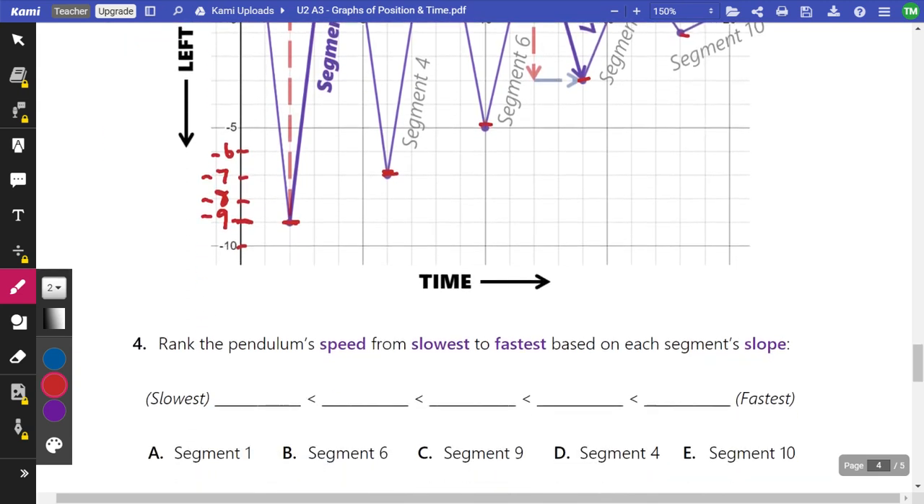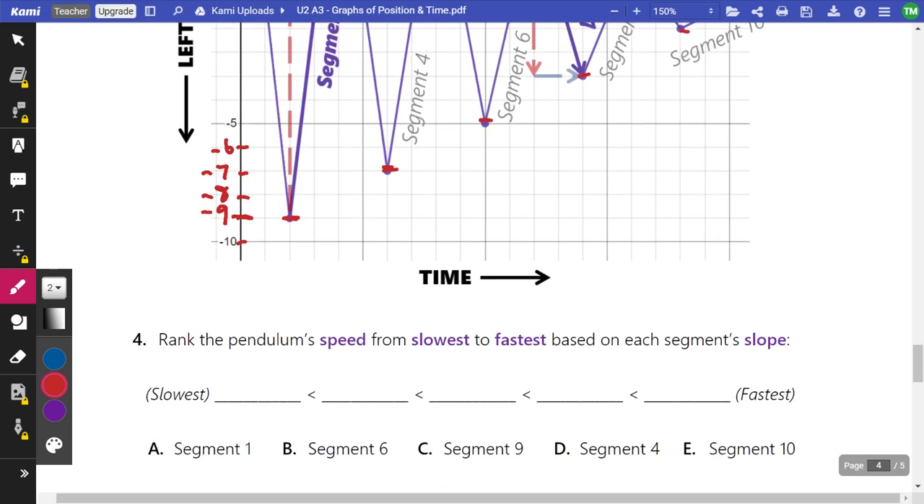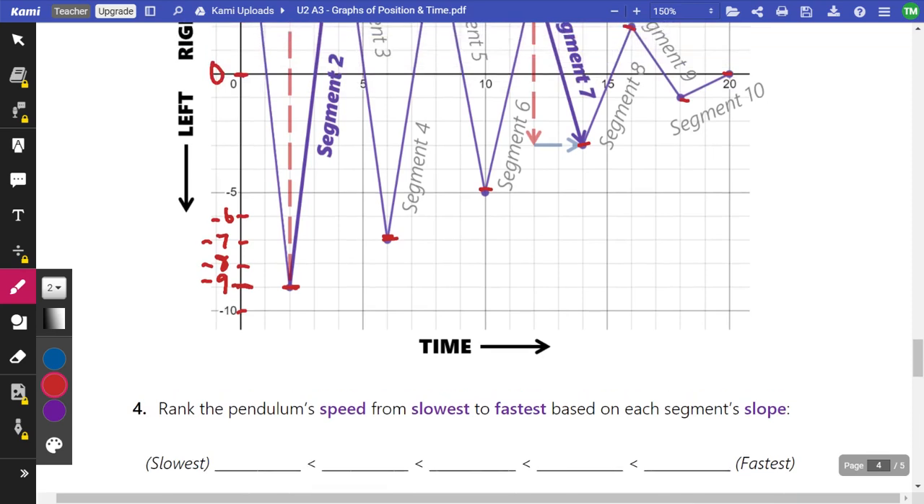So let's look at some of these questions, and then we can figure out where to go next. First off, we want to rank the pendulum speed from slowest to fastest based on these 5 slopes. We're only going to look at segment 1, segment 6, segment 9, segment 4, and segment 10. We're going to put the slowest segments on the left and the fastest ones on the right. So let's look at this.